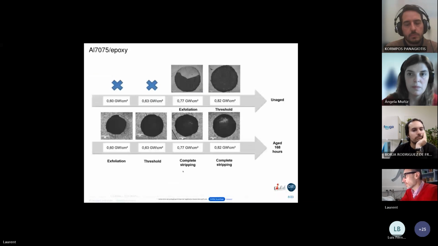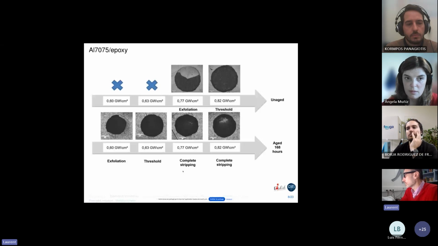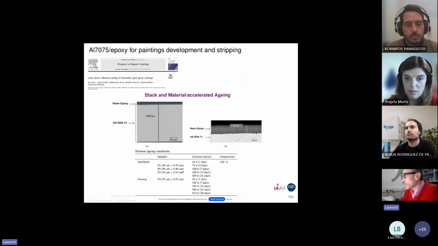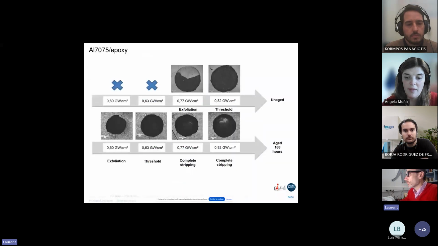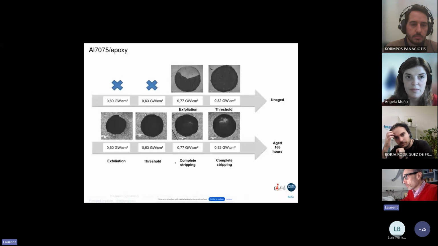of a stripping test with two materials. The first one is an unaged material, the initial state of the material, and the second one is for aged material with 68 hours of aging. But we can see first that we can remove the paintings completely. We have a complete stripping of the coatings, but the level of this stripping threshold is different for the two materials, and shows that it is very sensitive to the state of the materials.